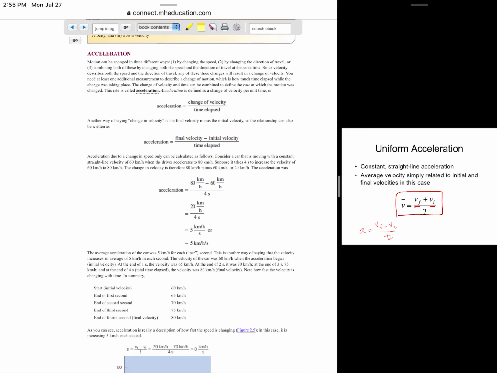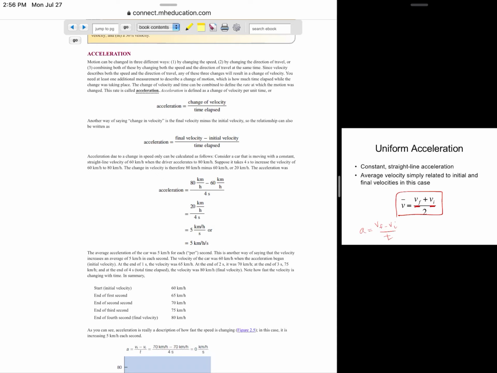If you read this paragraph in the middle, it says acceleration due to a change in speed can be calculated as follows. And this is the equation that we just wrote down. So it says if it's going from 60 kilometers per hour, and then the driver accelerates to 80 kilometers per hour, and it takes 4 seconds to increase that velocity, the change in velocity is what? Or the acceleration is what?